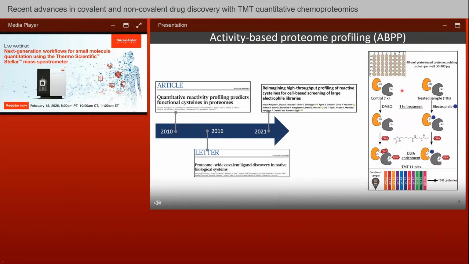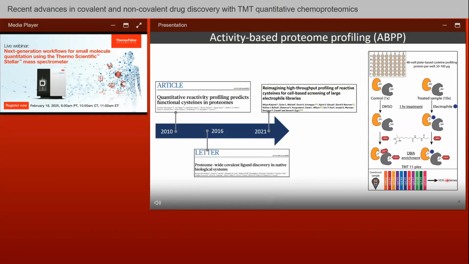So the idea is pretty straightforward. We treat these samples with DMSO control or one of the electrophiles, right? Then supposedly, if the electrophile can nicely fit in the pocket and bind to the thiol group on the cysteine, you will cap this cysteine residue, and the rest of the reactive cysteines will be captured by this desthiobiotin-based iodoacetamide probe, which we can further enrich, pulling down with streptavidin beads.